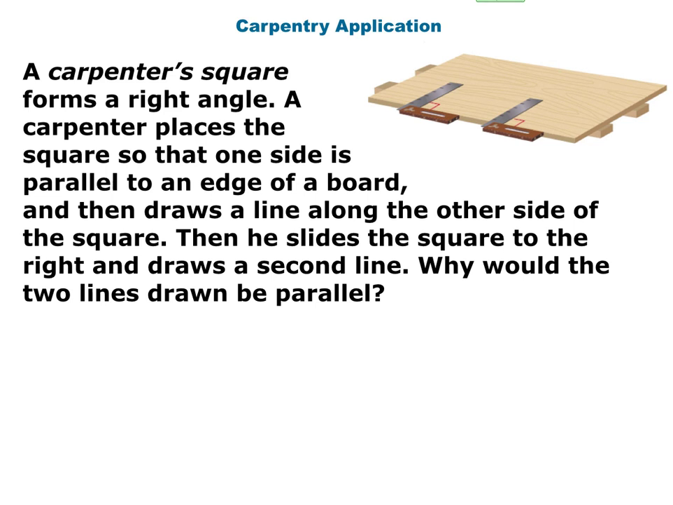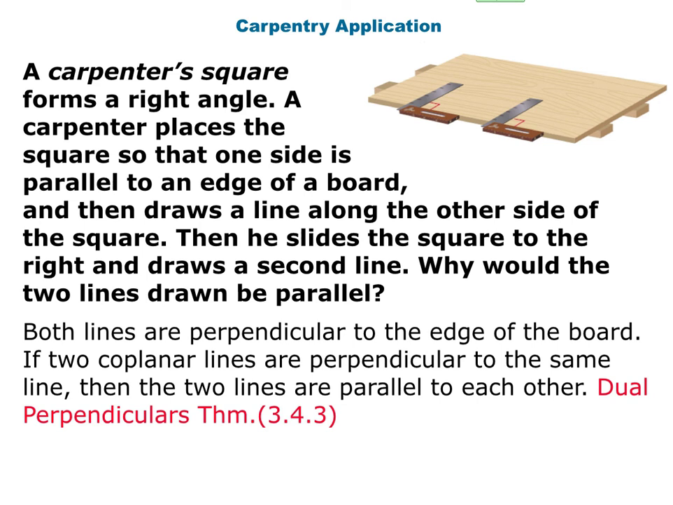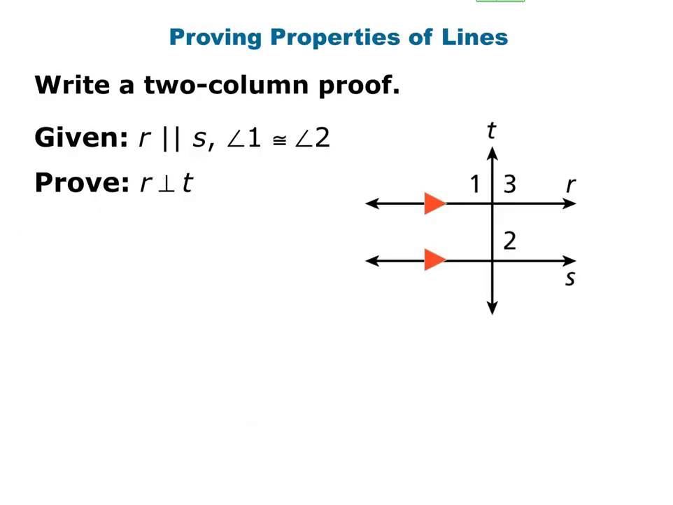Dual perpendicular theorem? Does that say, I'll read it, I guess. If two coplanar lines are perpendicular to the same line, then the two lines are parallel to each other. Right, so the lines that were drawn were both perpendicular to the same edge, same line. So correct, that is the correct theorem. Perpendicular, or dual perpendiculars theorem. So there can be real life examples.